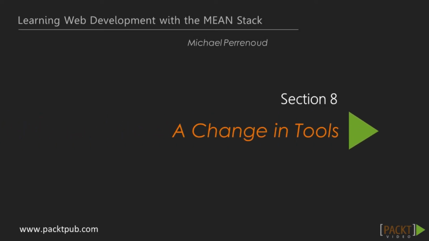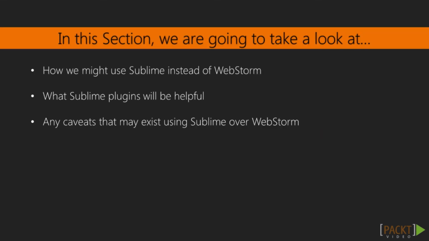In the previous section, we had a chance to look at our live application deployed to Heroku. That was some real exciting stuff, I gotta admit. This is the last of an 8-section course. And over the next 3 videos, we will be discovering how we can use Sublime to build MEAN applications instead of WebStorm, which plugins would come in handy, and look at any caveats that might exist while using Sublime.